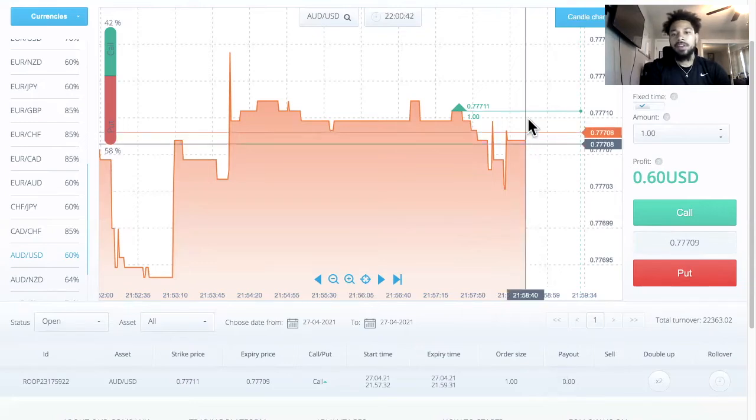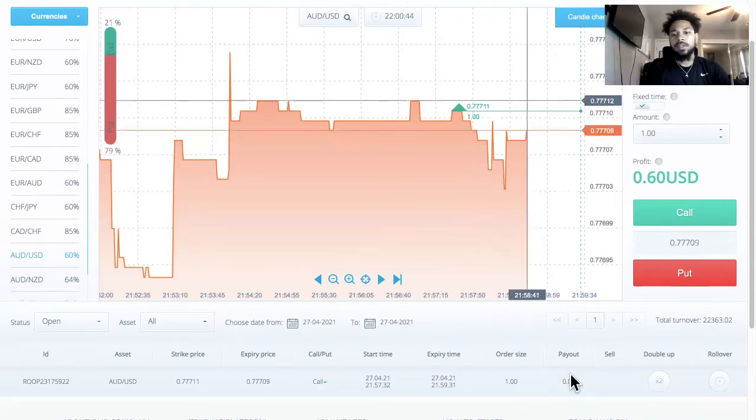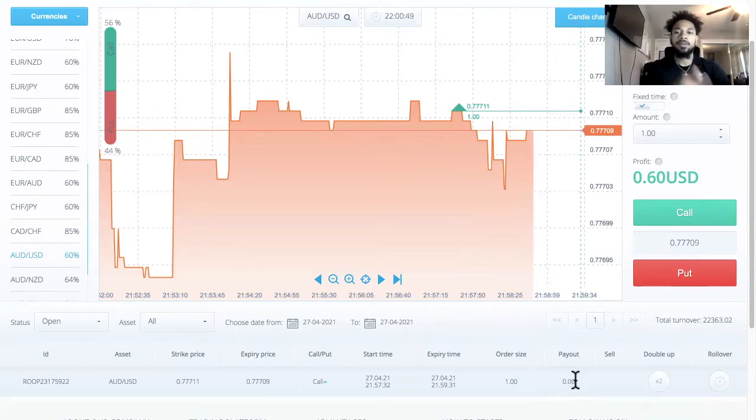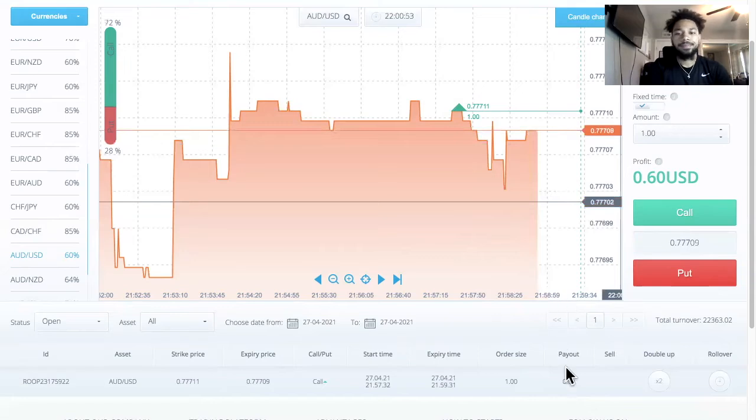If price was above my entry price, you would see that it would say $1.60, which is my initial dollar that I risked plus my 60% or my 60 cents profit.